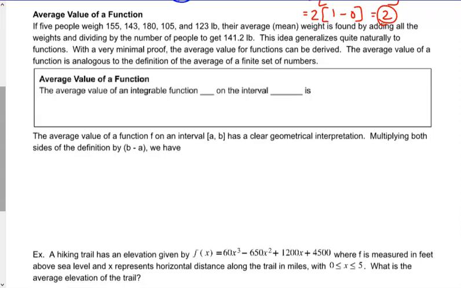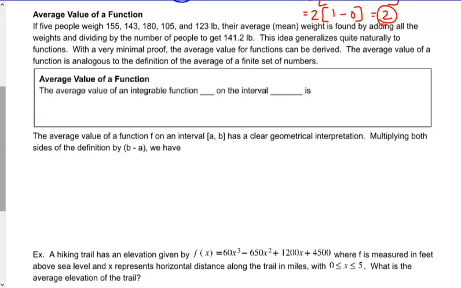All right, now our next idea of average value leads into our last idea of what we call the mean value theorem. We had a mean value theorem for derivatives, but now we have this for integrals. Now, our average value of a function. If 5 people weigh 155, 143, 180, 105, and 123, their average weight is found by adding all the weights and dividing by the number of people to get 141.2. So add them all up, divide by 5, that's your mean or your average.